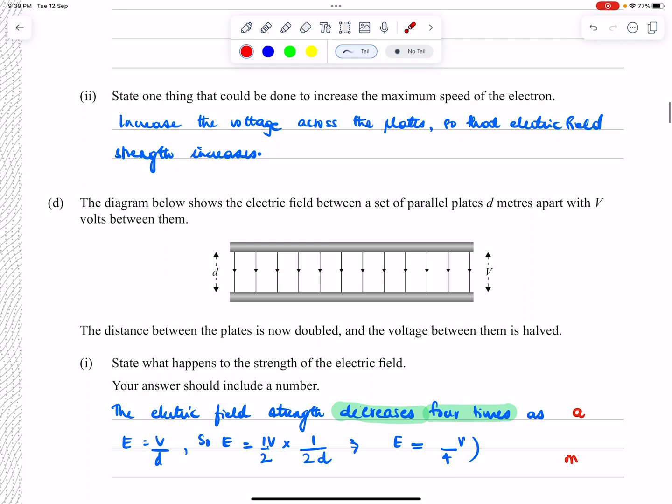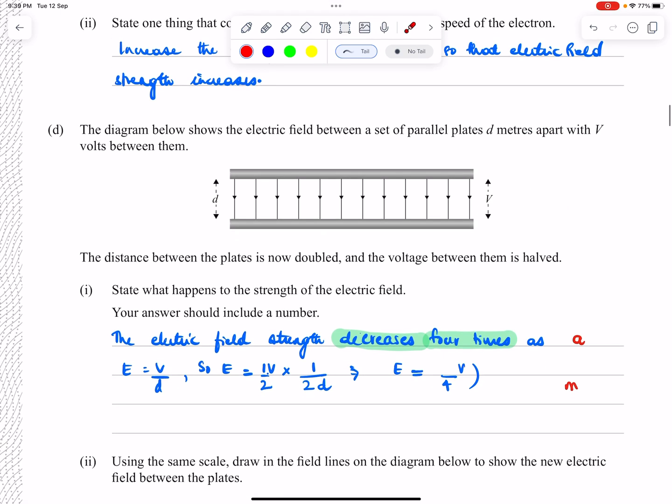D. The diagram below shows the electric field strength between a set of parallel plates d meters apart with V volts between them. Now the distance between the plates is doubled and the voltage is halved. So they're further apart and there's less voltage. Less means it's halved. State what happens to the strength of the electric field and your answer should include a number. So the electric field strength decreases 4 times because electric field strength is V over d.